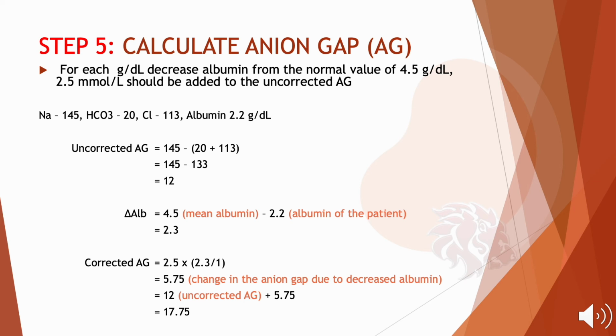So the change in the albumin happens to be 4.5, which is the normal value, minus 2.2, and it will give us a difference of 2.3. Calculating now for the corrected anion gap, 2.5 times 2.3 over 1 will give us 5.75. That 5.75 should be added to the 12 and it will give us 17.75. So the true value or picture of the anion gap is high. So we have a high anion gap in this particular case.